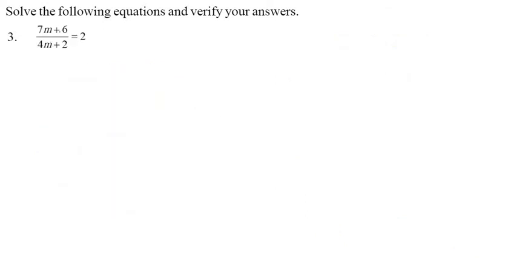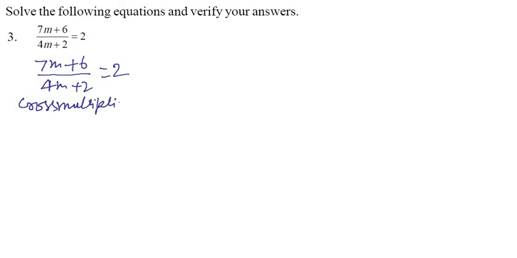Now come to the third question. So it is (7m + 6) divided by (4m + 2) is equal to 2. Now do the cross multiplication.